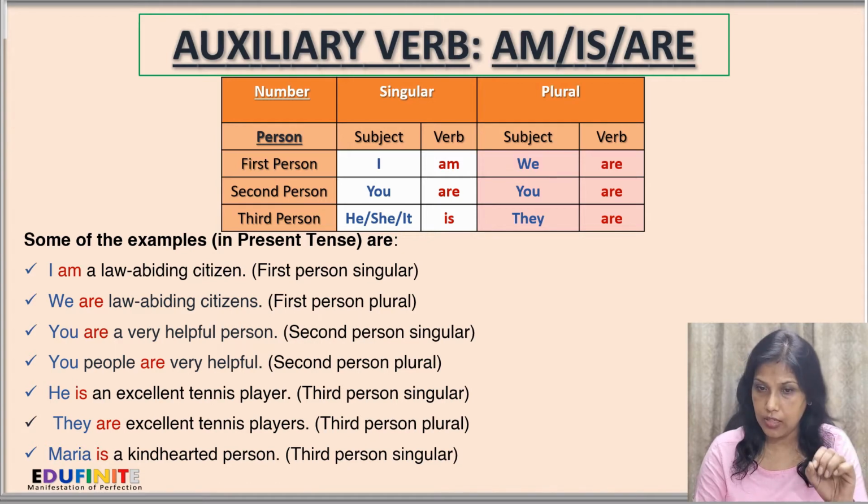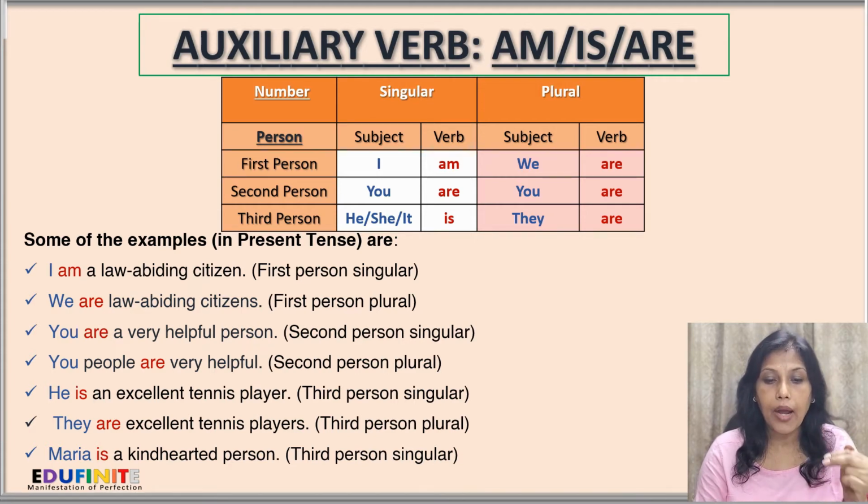Next, he is an excellent tennis player. This is third person singular, and with third person singular, the verb associated is "is". So hence it is, he is an excellent tennis player. But in the next sentence, which is third person plural, they, the verb associated is "are". So they are excellent tennis players.